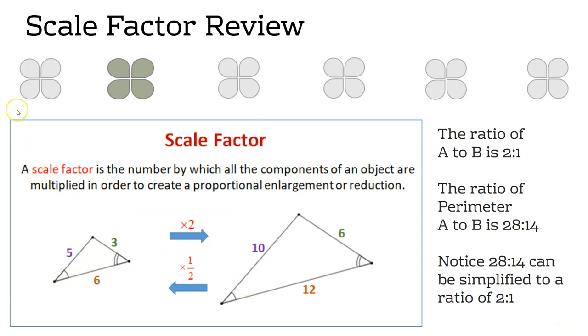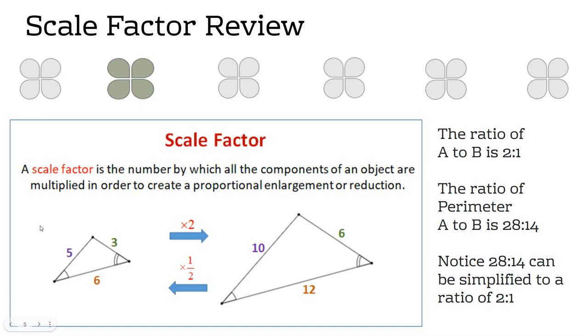Scale factor review. A scale factor is the number by which all components of an object are multiplied in order to create a proportional enlargement or reduction. The ratio of triangle A to B is 2 to 1. The ratio of the perimeter of triangle A to B is 28 to 14.